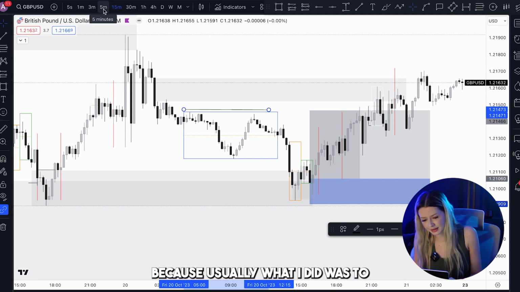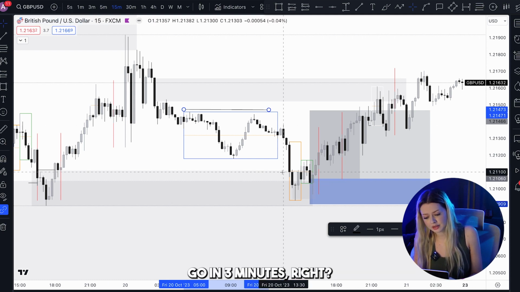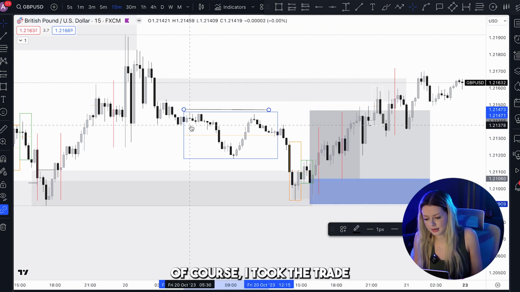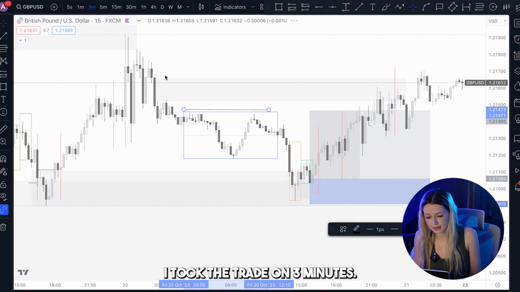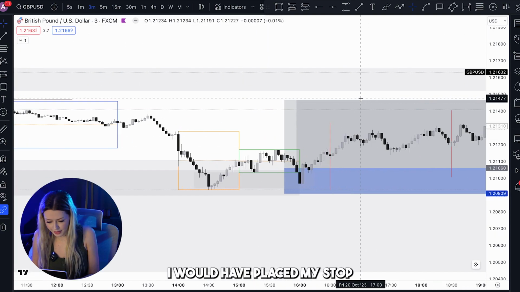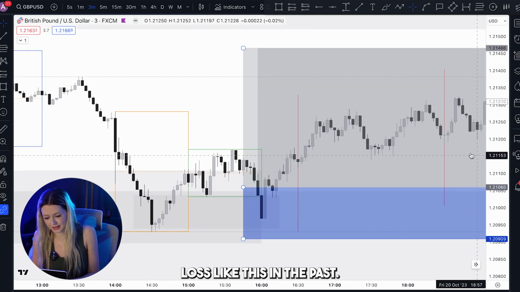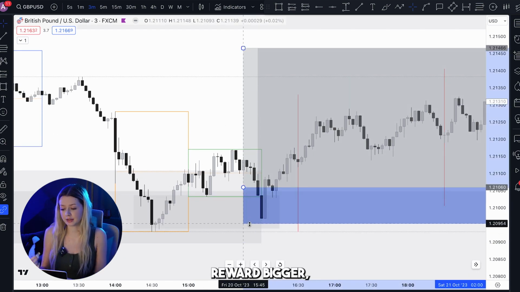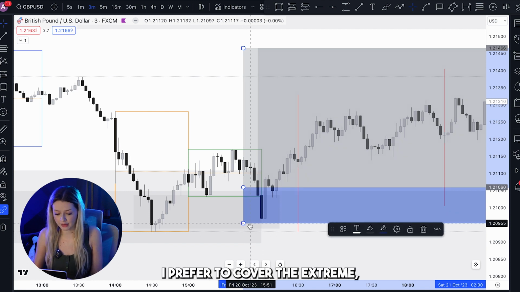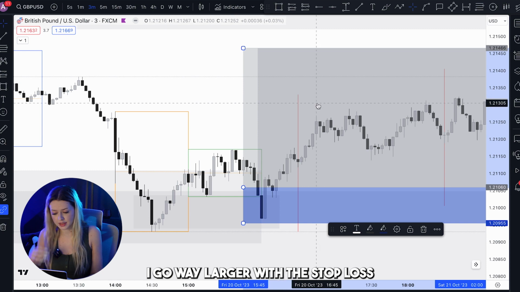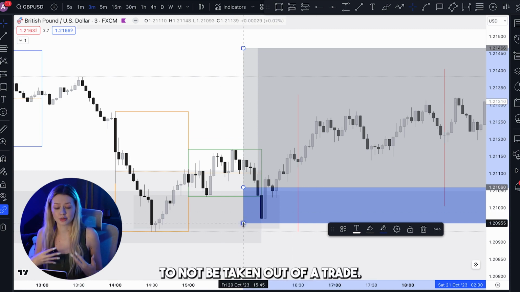Because usually what I did was to go on 3 minutes, right? Of course, I took the trade on lower time frames. I took the trade on 3 minutes. However, I would have placed my stop loss like this in the past. You know, I don't do that anymore in order to make my risk reward bigger. I prefer to cover the extreme, sometimes even more. I go way larger with the stop loss in order to not be taken out of a trade.